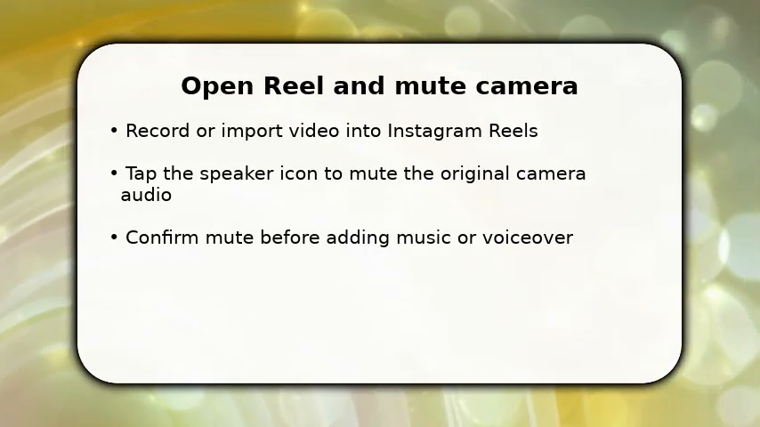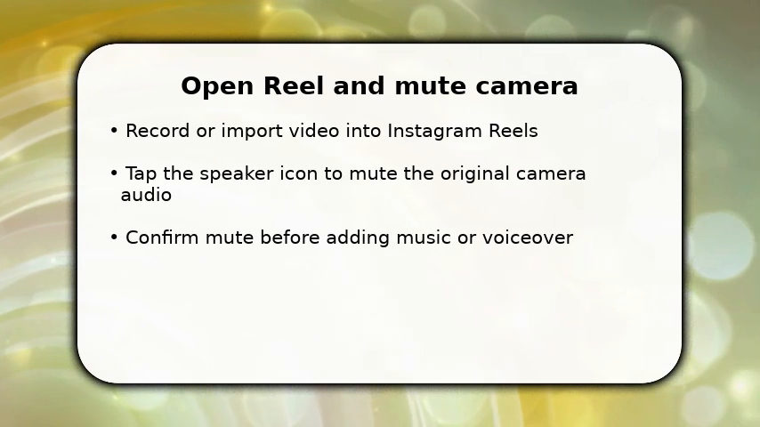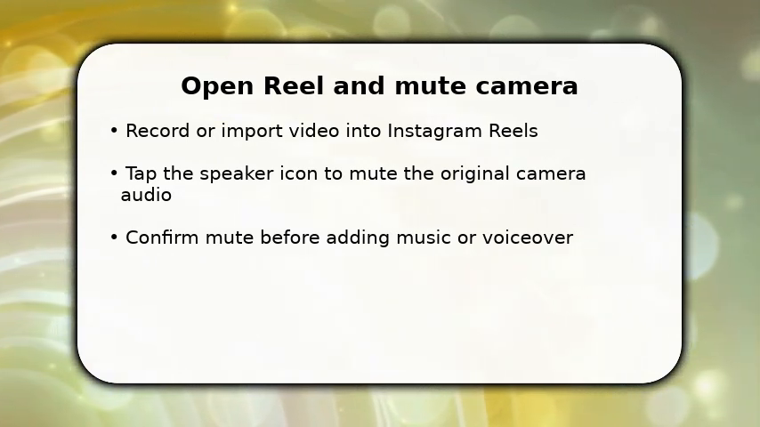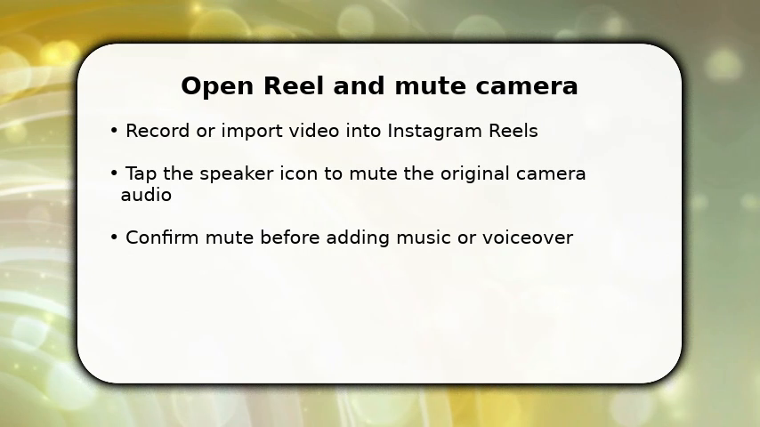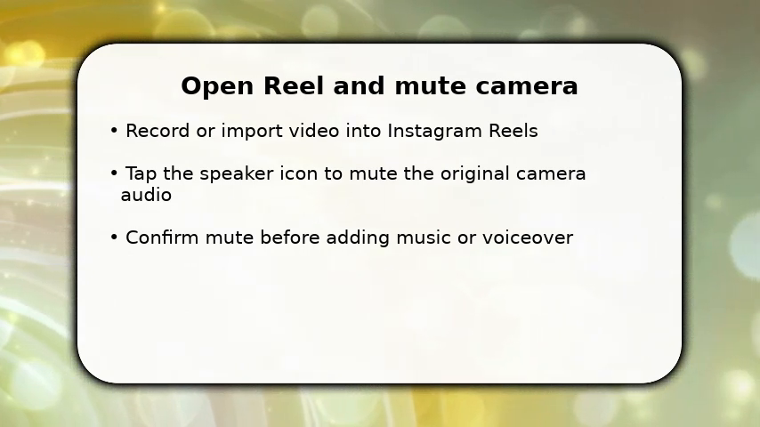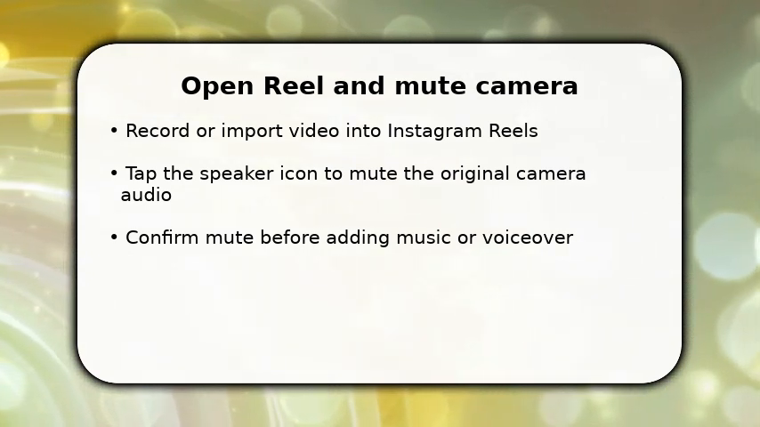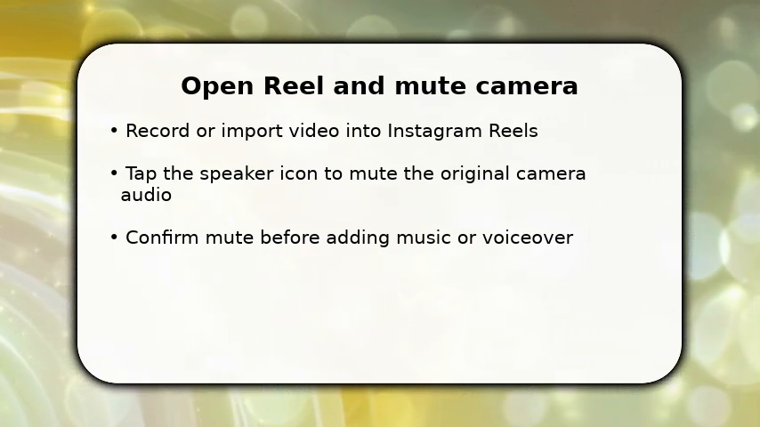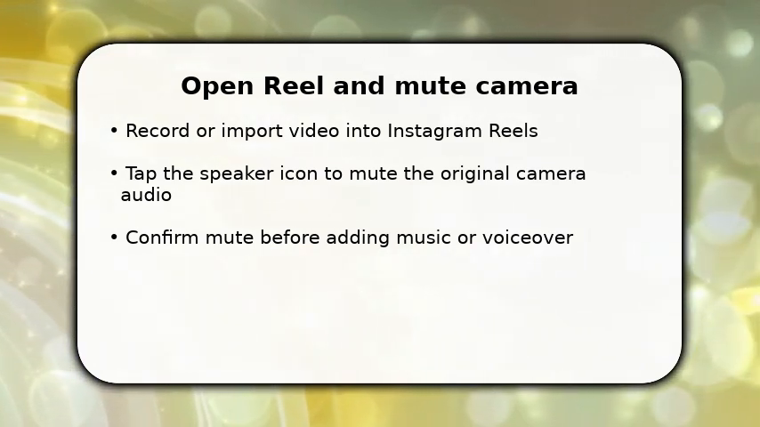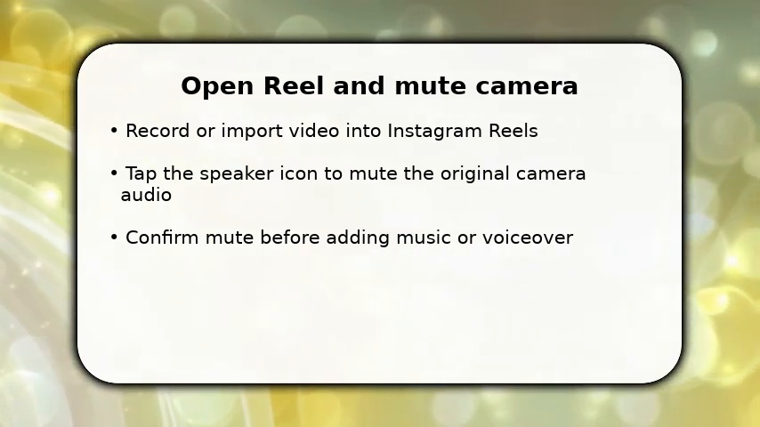You're starting with a recorded clip or new reel. Open it in Reel's edit mode and focus on the audio controls. Tap the small speaker icon labeled Original to silence the camera audio. This removes the background track while keeping your visual. Once done, make sure the icon shows muted so you don't accidentally layer sound.